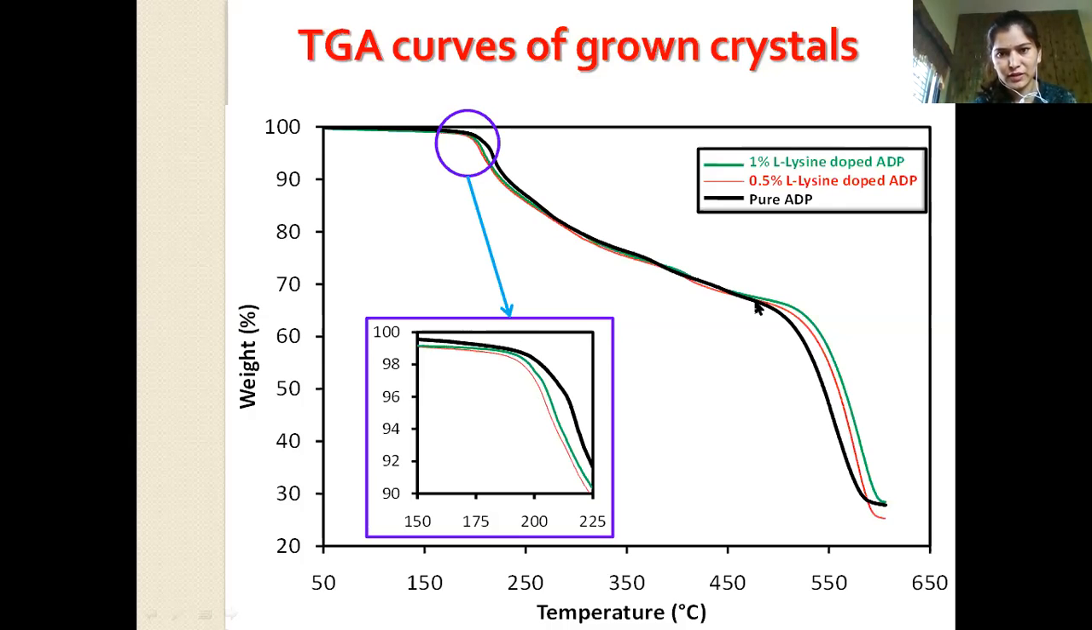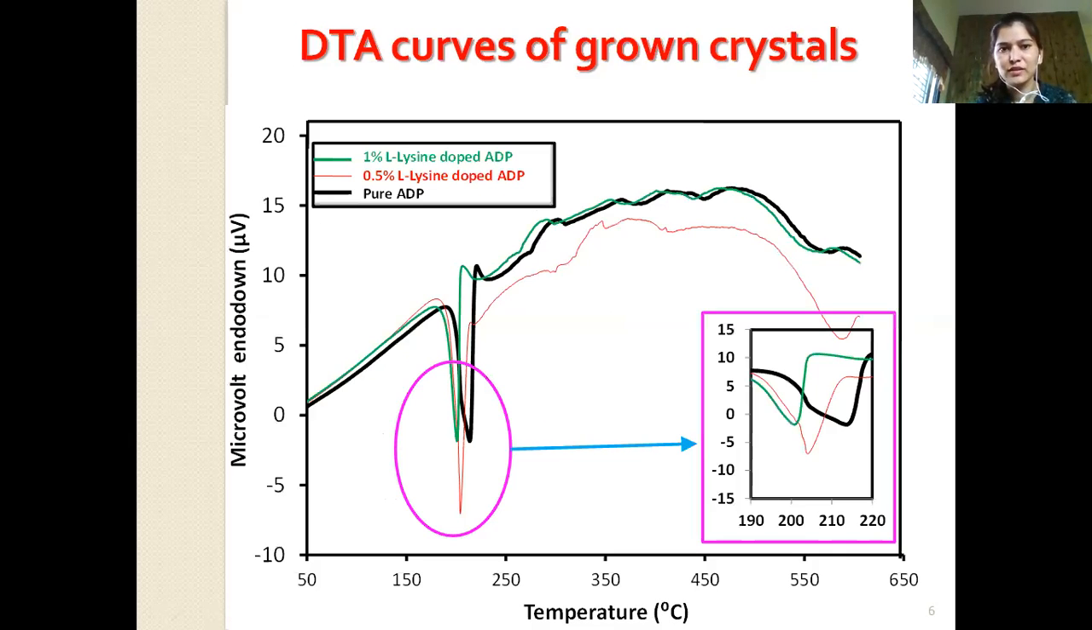Then a steady decrease of weight is observed here, and up to 60% weight loss is observed at around 500 degrees Celsius. After that, there is a fast decrease of weight, a weight loss of around 80% is observed here, and we can say that at 600 degrees Celsius the final decomposition of the material occurs.